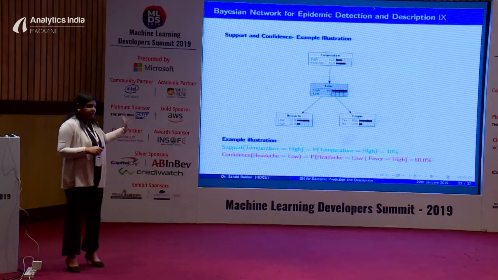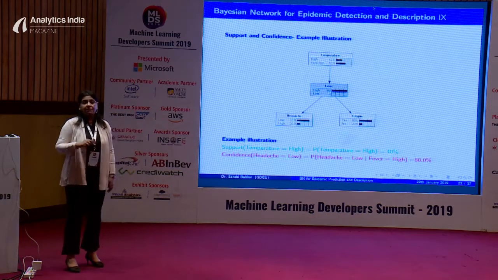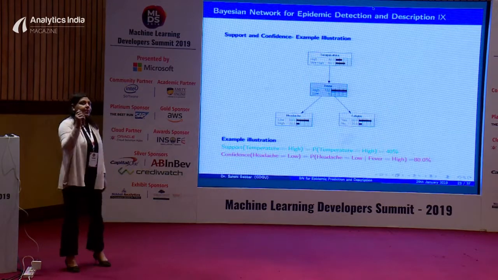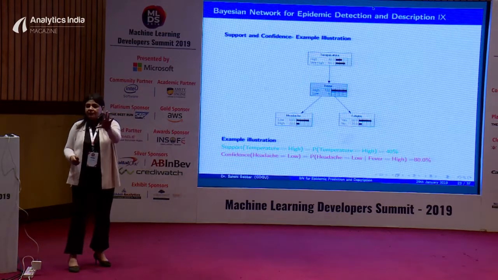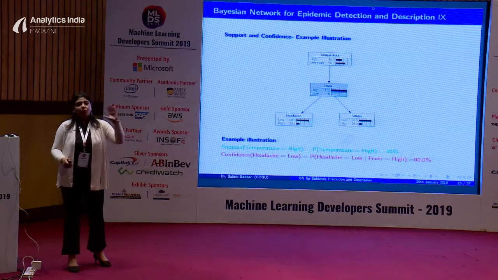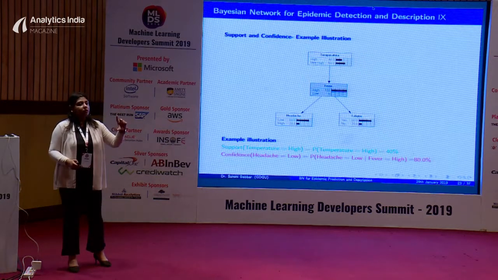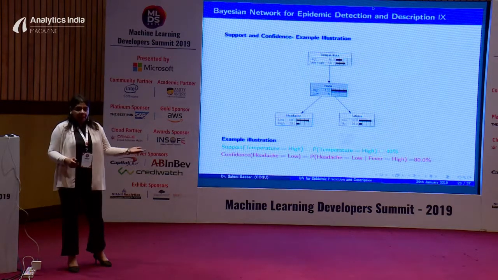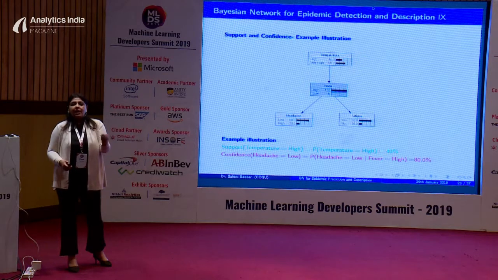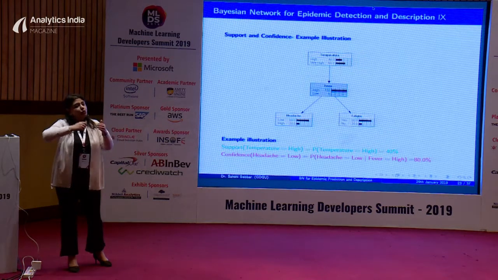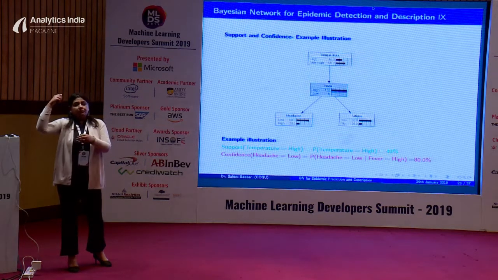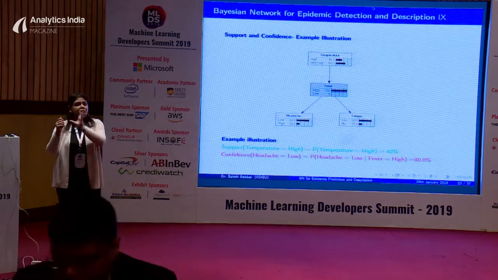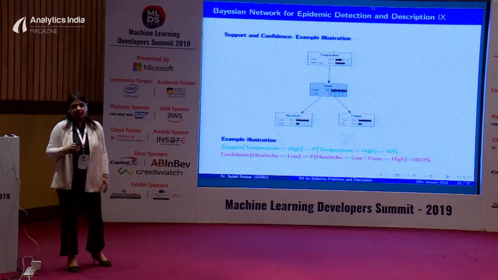Now, given this definition of support and confidence, we mined high support, high confidence rules by considering all the causal frameworks that we have in the Bayesian network. From all the causal frameworks, I mean all the cause-effect relationships represented in the Bayesian network, we mined high support, high confidence rules. And based on those rules, if they are part of the symptoms that we see today, we will say that, okay, more or less, there is this much probability that there could be a chance of epidemic.